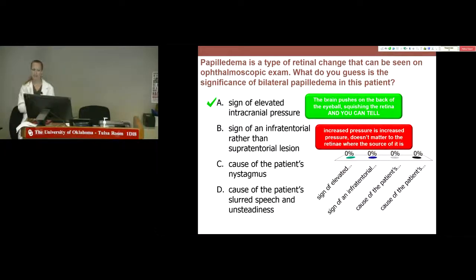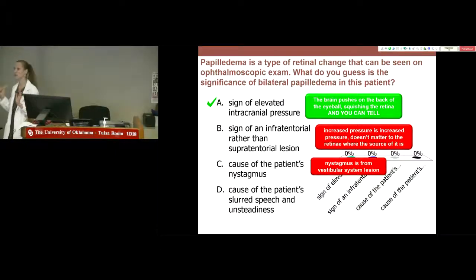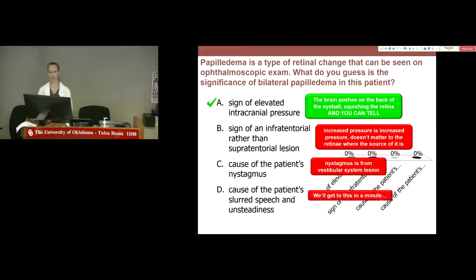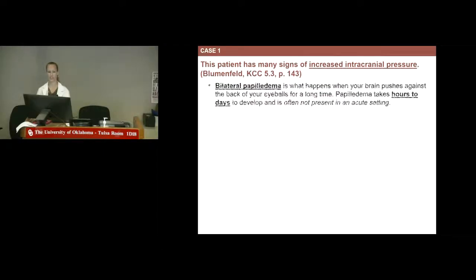Why is it not B? Well, because it's actually a sign of increased intracranial pressure. So it doesn't really matter where the mass is inside your skull that's causing the increased intracranial pressure. It could be any of those areas of the brain. They can all cause papilledema. Nystagmus is a sign of a vestibular lesion. It's not going to cause issues with the back of your retina. And then we'll talk about his slurred speech and unsteadiness in just a little bit.